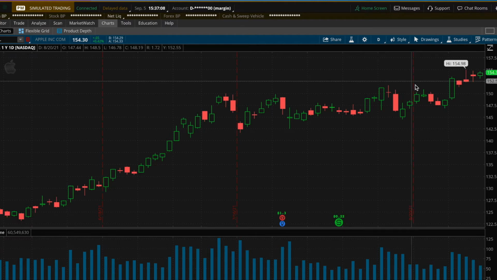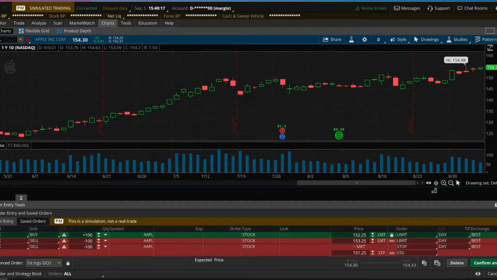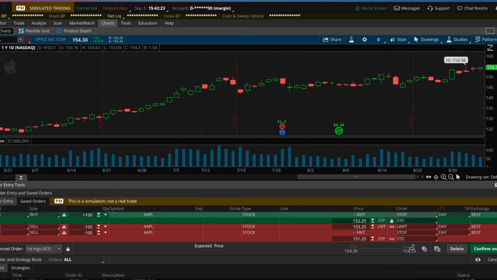$160. What you do is, right-click on the chart anywhere. Choose Buy Custom, then with OCO bracket. Then you choose Buy Stop, which means, when stock breaks at a certain level, you get a fill at market price. In this example we will use $155 for Apple. Then enter $160 for limit, which is our target.